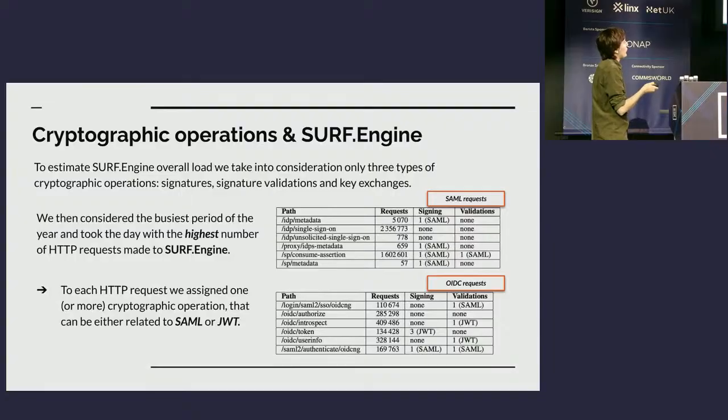Also notice that OpenID Connect requests might involve both SAML or JSON Web Token signing, which are different, because JSON Web Token, in their case, uses RSA 2048, while SAML uses 4096. So we also had to take that into consideration, and the operation can be related to either JSON Web Tokens or SAML.